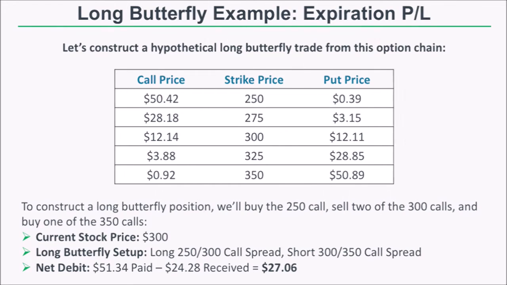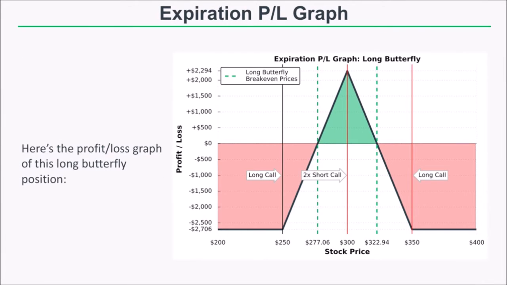So based on that net debit, let's go ahead and look at the expiration risk profile graph for this long butterfly position. Alright, so as we can see here, the most we can lose on this trade is the debit we paid, which is $27.06, times 100, which is $2,706. Now the most we can make on this spread is the width of the long call spread, which is 300 minus 250, or $50, minus the debit we paid, which is $27.06, times 100, which comes out to $2,294. So again, we take that long call spread width of $50, subtract the debit paid, and multiply that by 100 to get our maximum profit potential.